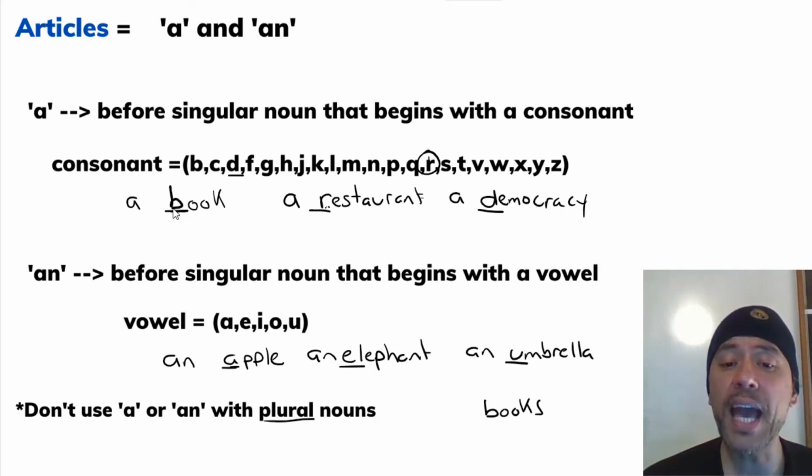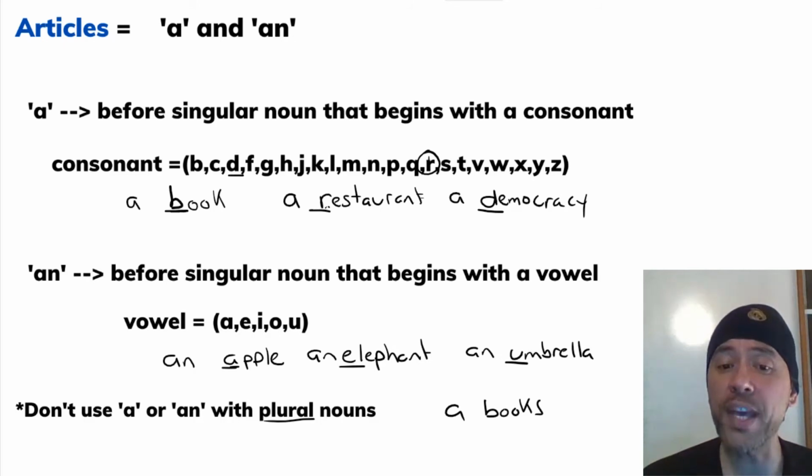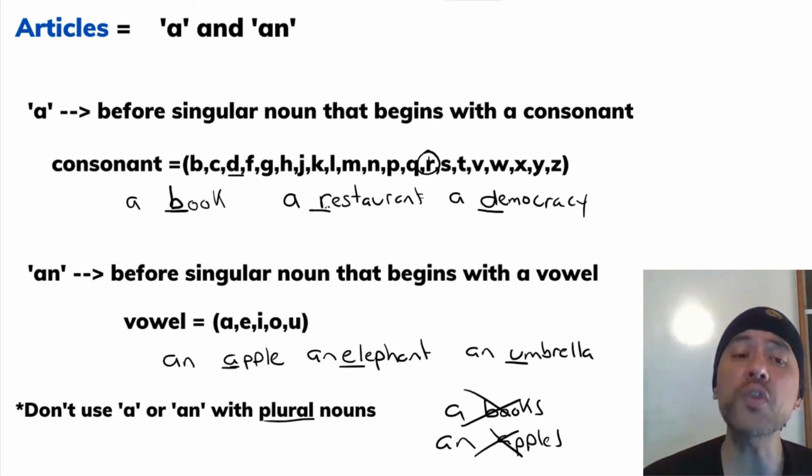I don't say a books, okay? I don't say a restaurants, okay? A democracies. I don't say an apples. So these are not correct. So we only use a or an if we have a singular noun, not a plural noun.